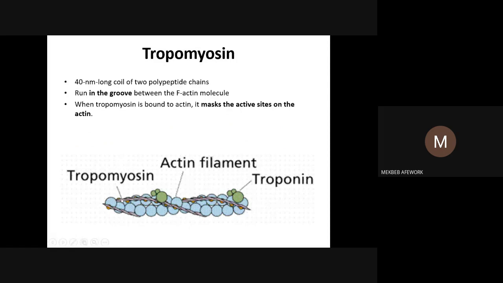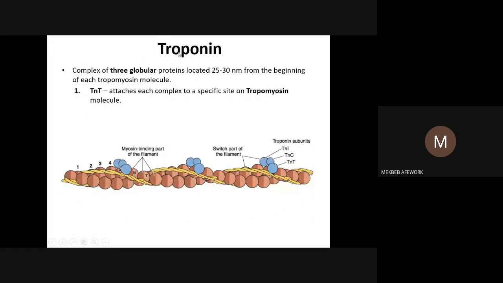So when it is assembled, actin is not free. The active site is buried, so it cannot associate with myosin. So that's how it is found. But we have a third protein, which is named troponin, with 3 subunits. One subunit is for binding to tropomyosin. Like this, here is the tropomyosin-binding subunit, which has made it attached to tropomyosin.